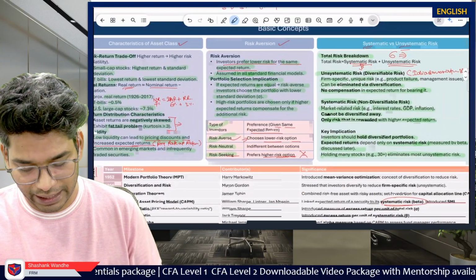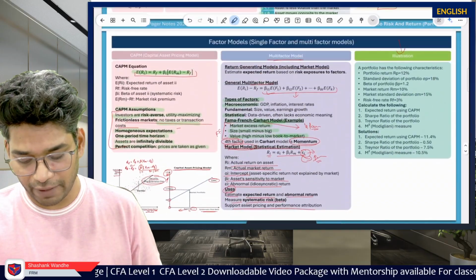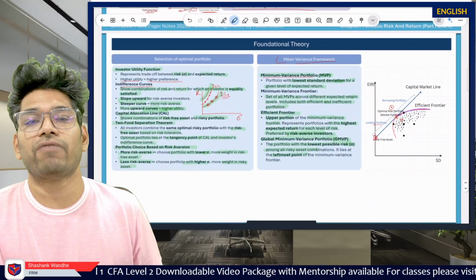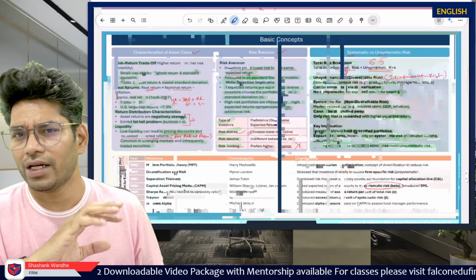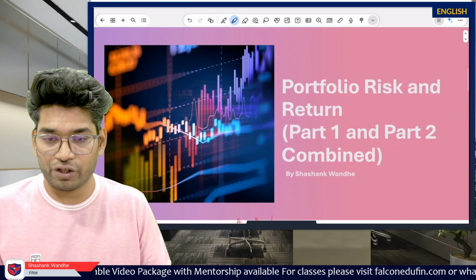If you see the slides, first the basic concepts, then the risk and returns concepts, then the multi-factor, single factor, and the CAPM equation. Then we have the foundational theories in the last two slides. So total 5 slides for the revision. This should be good for your preparation and the revision part also.